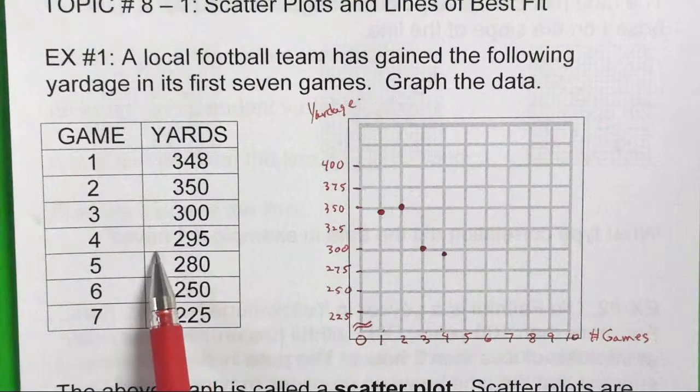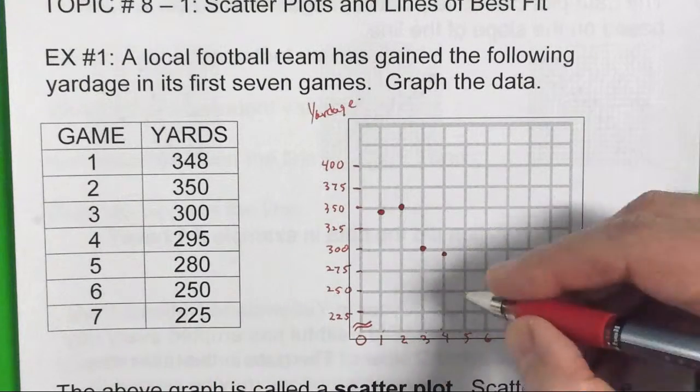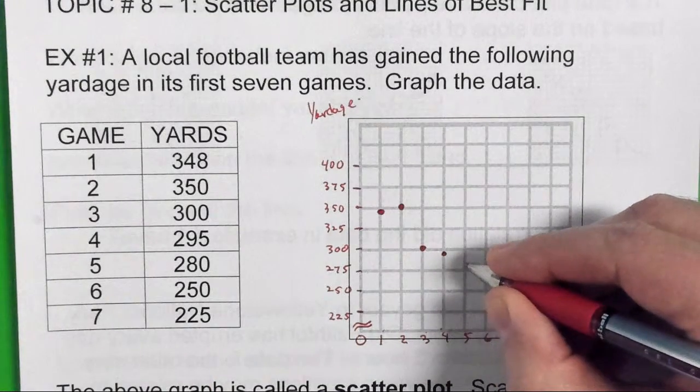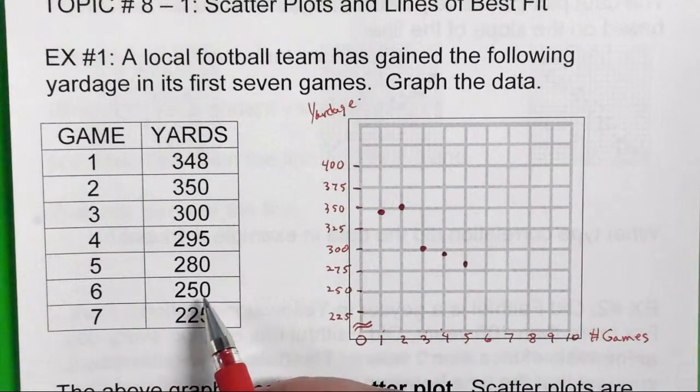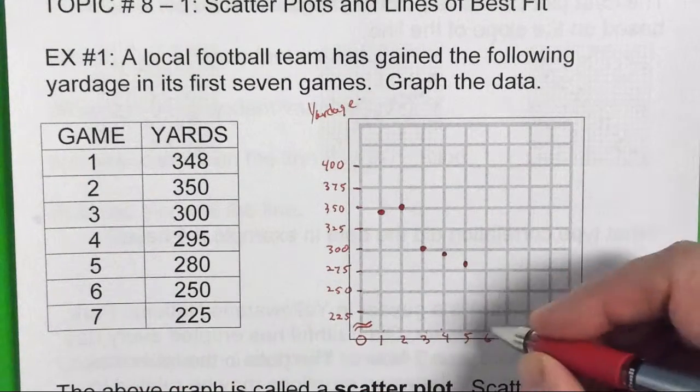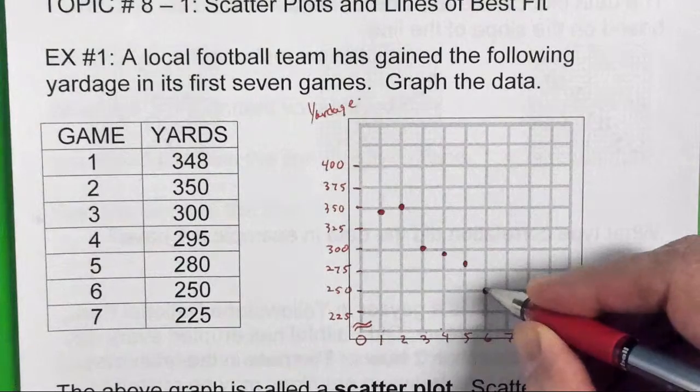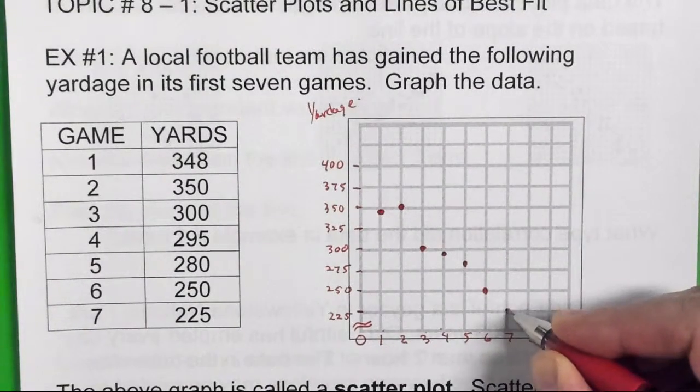Game 5 is 280, so just a little bit above 275. Game 6 is exactly 250. And Game 7 is 225.